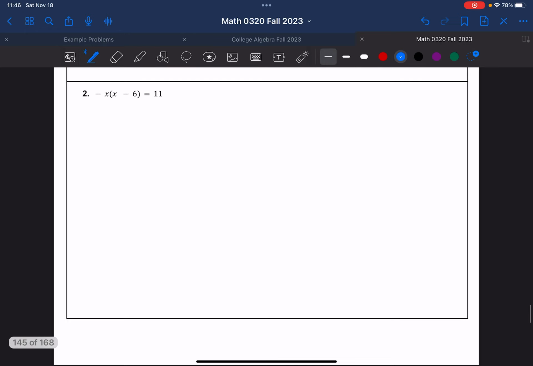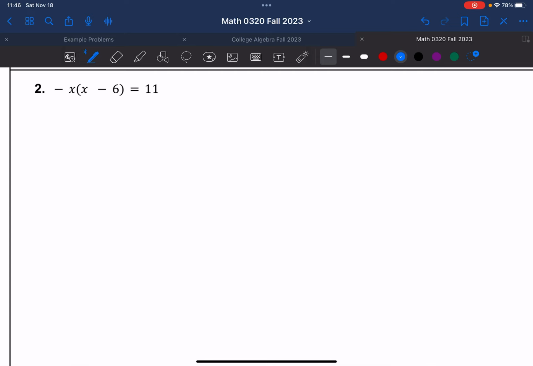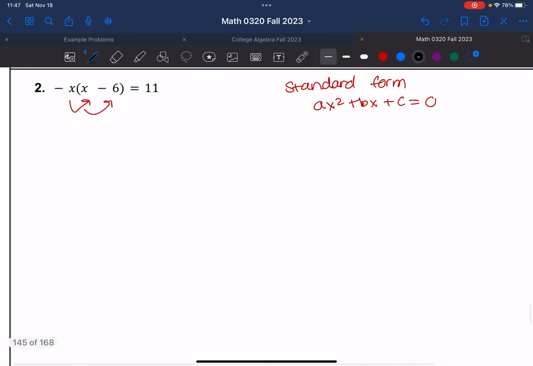Let's look at number 2. So again, number 2 needs to be in standard form. Remember, standard form is ax squared plus bx plus c equals 0. So in order to do that, we're going to have to distribute that negative x, and then we're going to have to move that 11 over. So I have negative x times x, which is negative x squared, negative x times negative 6, positive 6x, equals 11. Now I'm subtracting that 11 over, and I get negative x squared plus 6x minus 11 equals 0.